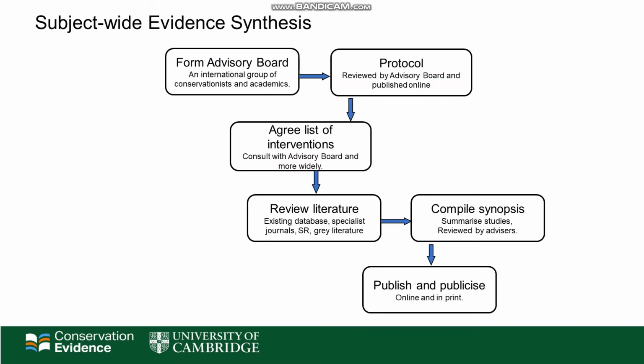Evidence is gathered using a method called subject-wide evidence synthesis. This diagram shows the process of how this works. Firstly, we form an advisory board which consists of an international group of conservationists and academics. They create a protocol for undertaking the synthesis, which is reviewed by the advisory board and published online. Consulting with the advisory board and more widely, we agree a list of interventions around which the literature will be synthesised.